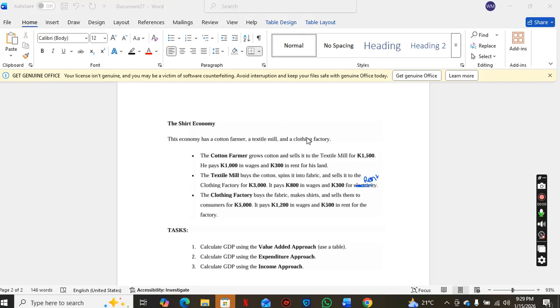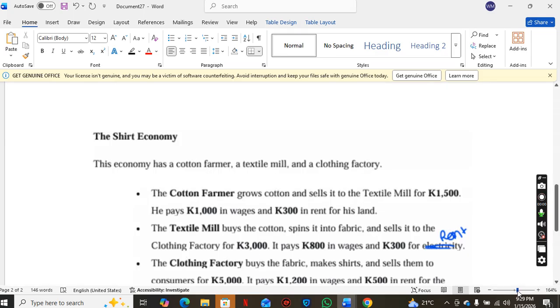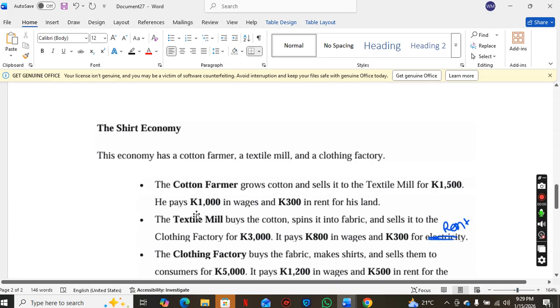and a clothing factory. Right? The cotton farmer grows cotton and sells it to the textile mill for 1,500 kwacha. He pays 1,000 kwacha in wages and 300 kwacha in rent for his land.